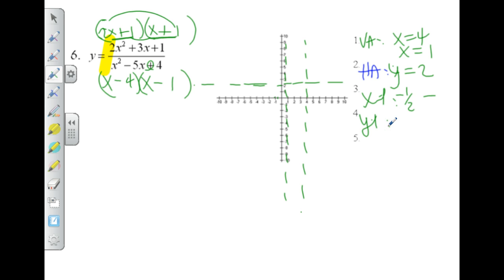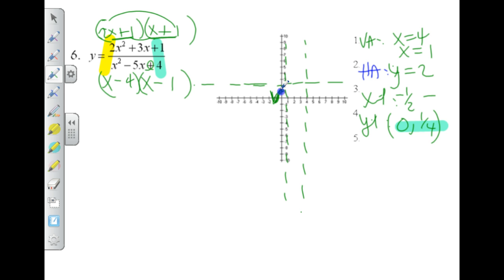Y-intercept is found by letting every x be 0. It's these numbers right here. If you let every x be 0, you're just left with 1/4. So 0, 1/4. And that's right here. So this is too small to see what's going on, but since these are single roots, I'm going to pass through both of those. It's hard for me to draw this in because it's so tight.